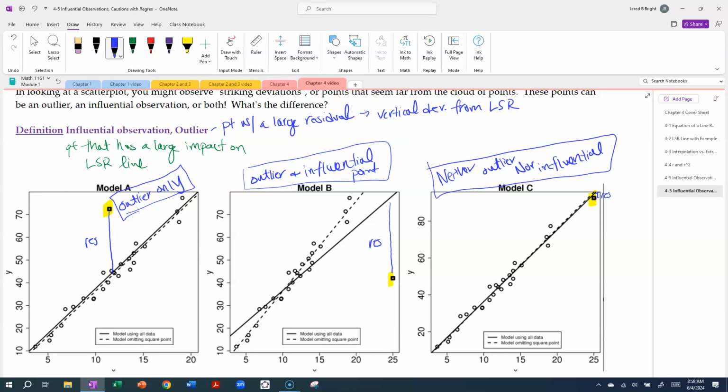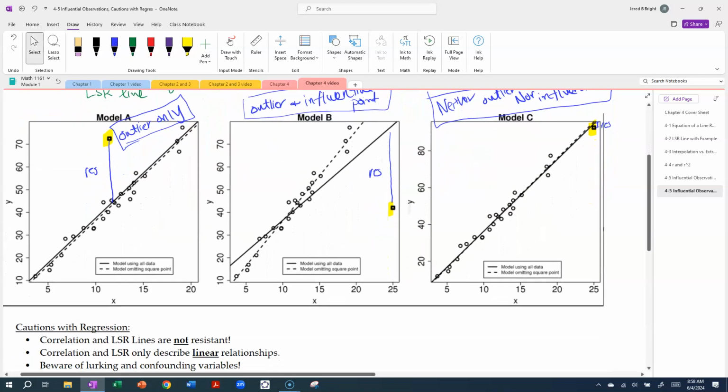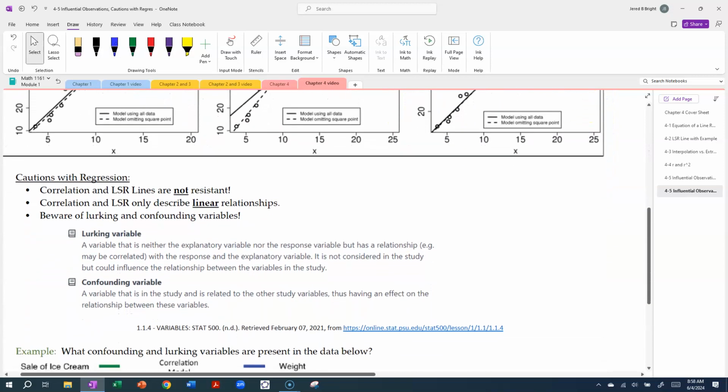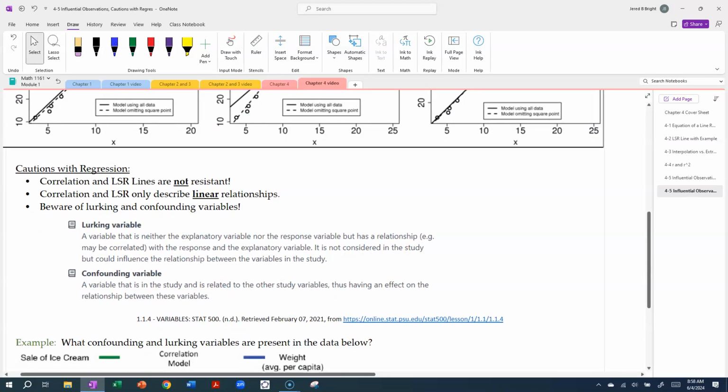So just some things to be thinking about as you're looking at scatter plots and LSR lines. Typically, if you have an outlier or influential point, you really want to remove it. But when you do that, you need to acknowledge it. Some other things to be aware of when we're looking at regression in general, right?